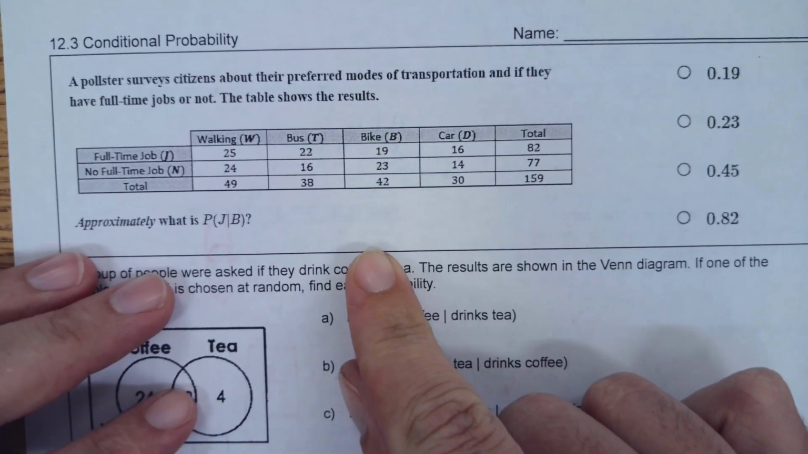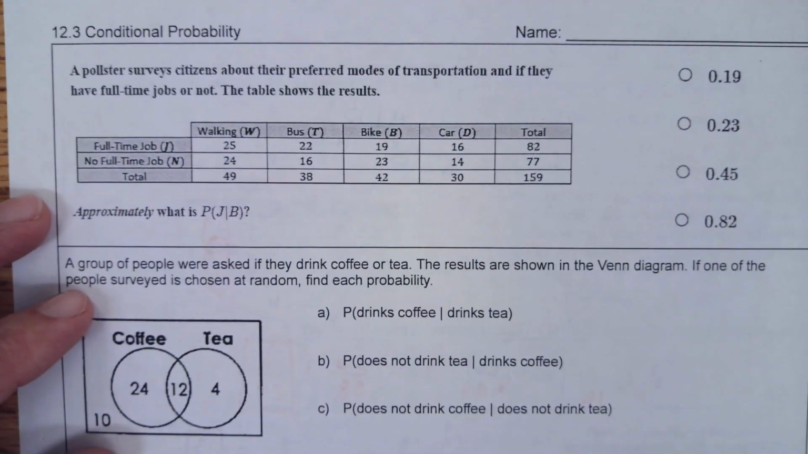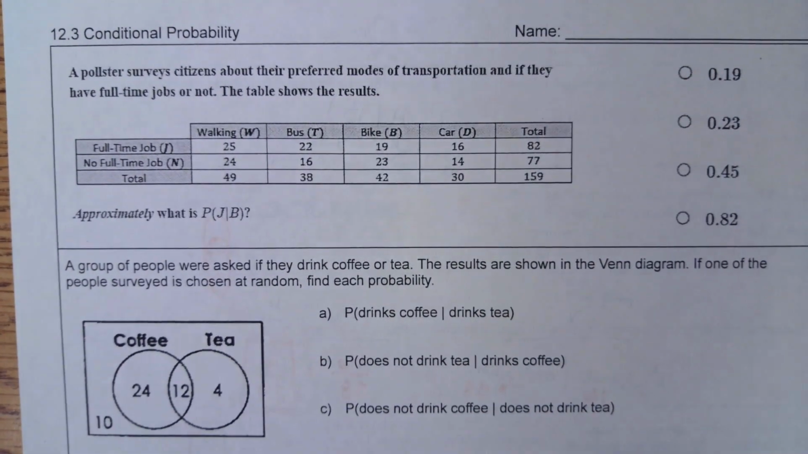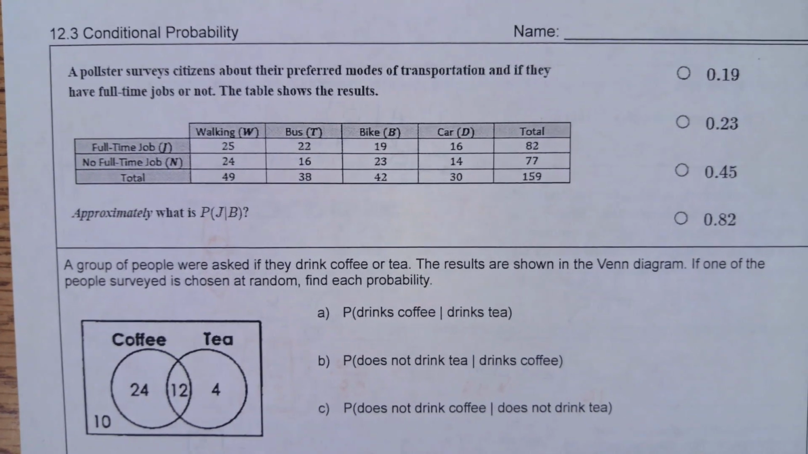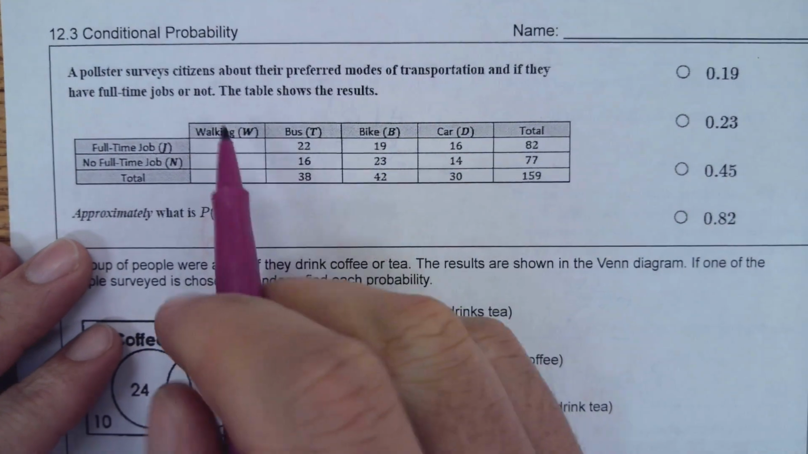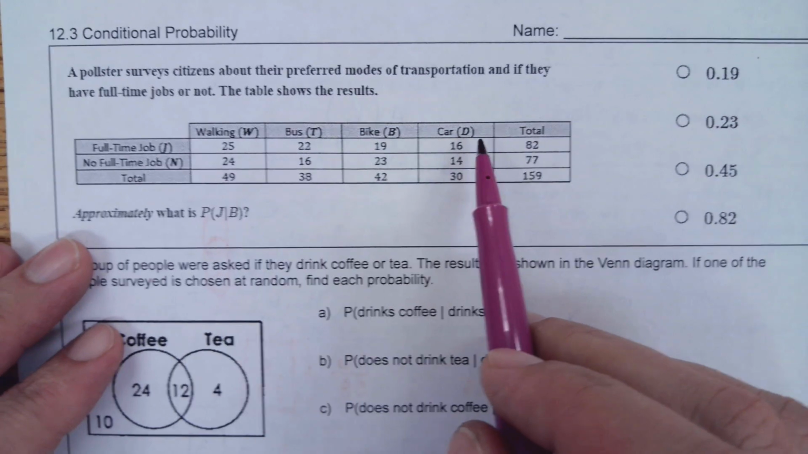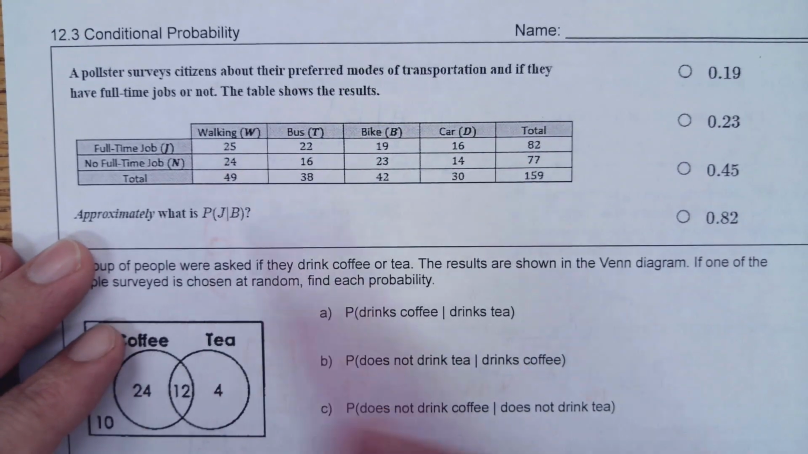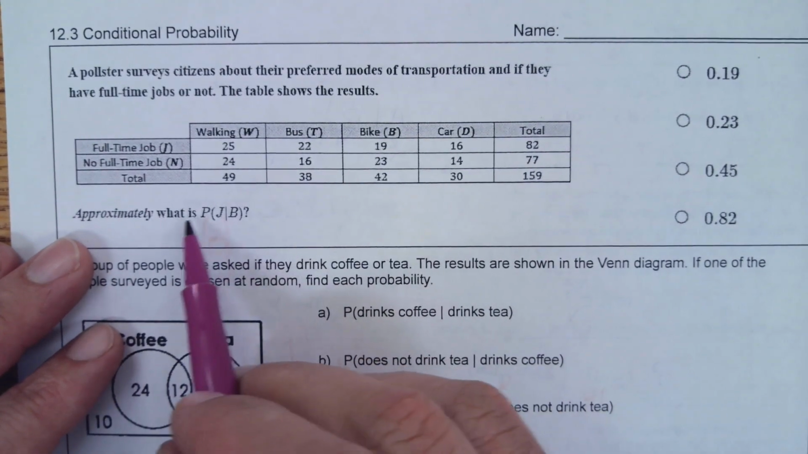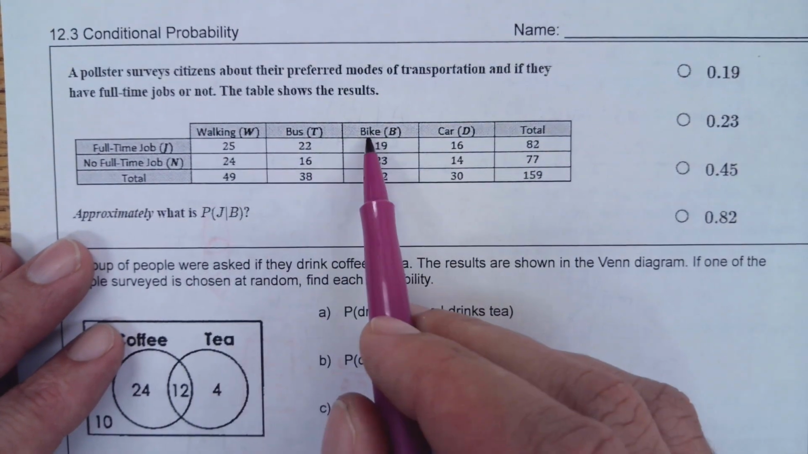Now, if you want to pause the video and work this problem out, that would be a good opportunity to do that. So you can hit pause now, solve this, and then check your work. Or if you want to just continue on, you can. All right, polls or survey citizens about the preferred modes of transportation and if they have full-time jobs or not. Table shows results below. So full-time job, no full-time job, walking, bus, bike, car, and then totals. Approximately, what is the probability of J given B? So the probability of full-time job given that they take a bike.